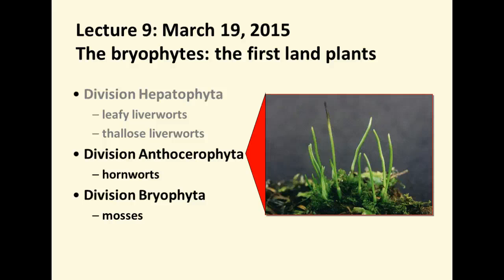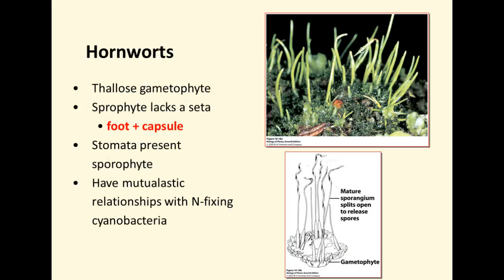So let's talk now about division Anthocerotophyta, the hornworts. Okay, so these are a little bit different. They also have a thallus gametophyte, so it's kind of flat. But the sporophyte lacks a seta. It's only a foot and a capsule.